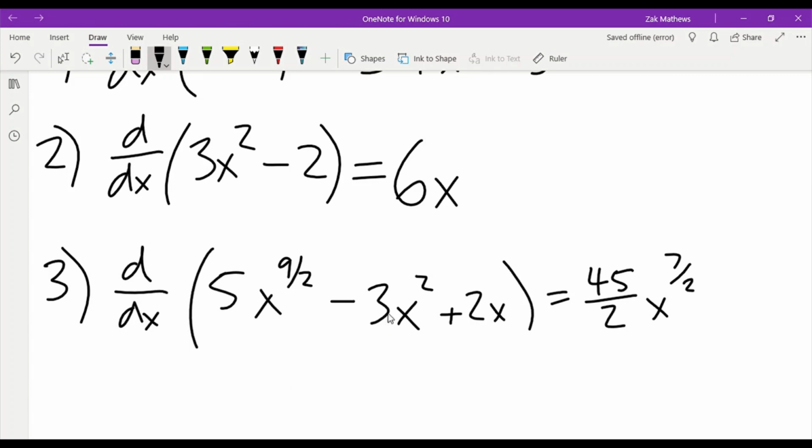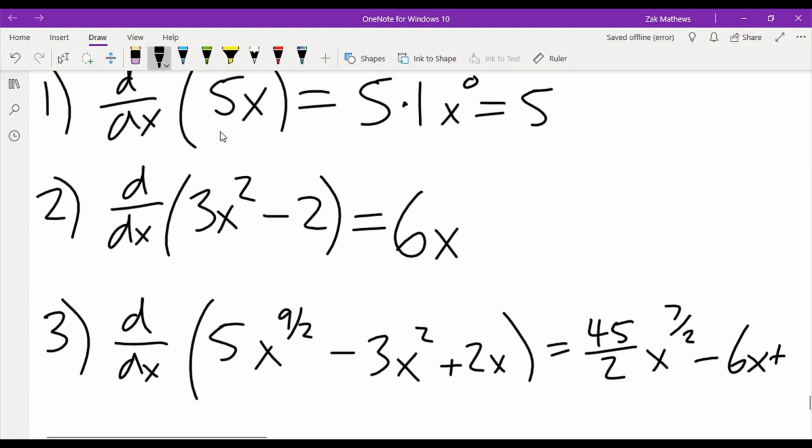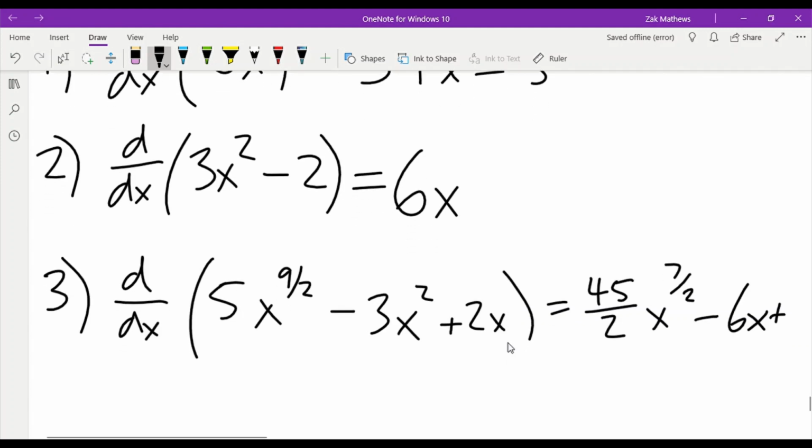Then I move on to my next term, and it was subtraction, so I'm going to leave it as subtraction. I'm going to multiply that 2 to the front. 3 times 2, we saw this just a second ago, it was 6. And then we reduce that exponent by 1, and now it's just 6x. And then we have the derivative of our last term. It was being added, so I'm going to leave it as addition. And the derivative of 2x, kind of like what we saw in that first one, it's just going to be the coefficient, because we multiply the 1 to the front. 1 times 2 is 2, and then x to the 1 minus 1 is x to the 0, which is just 1. So we're left with just a 2 in the back there. And so this would be our derivative.